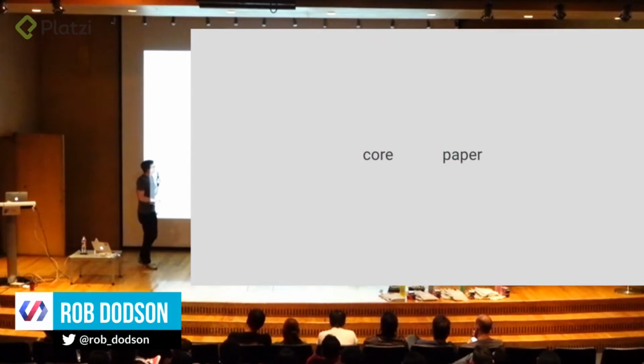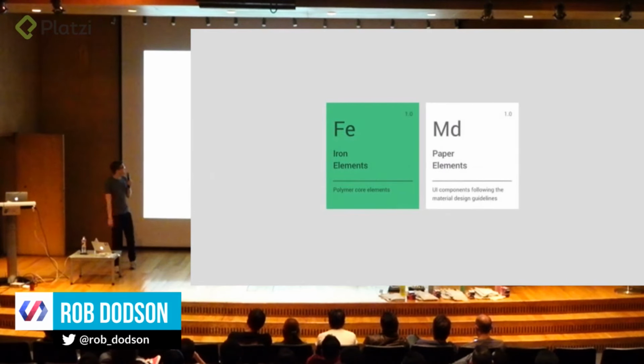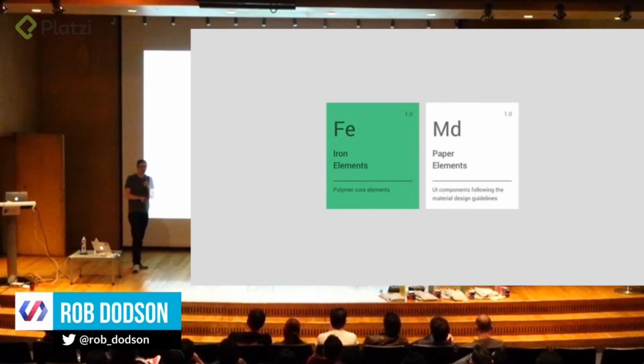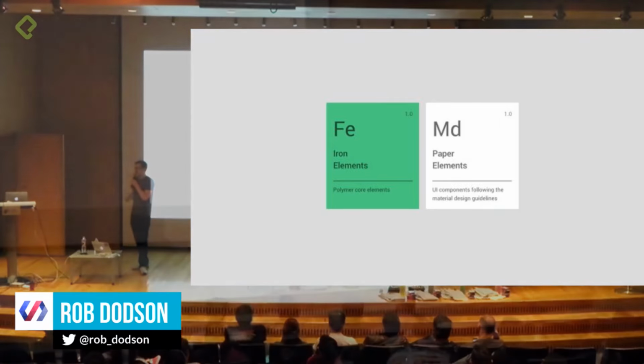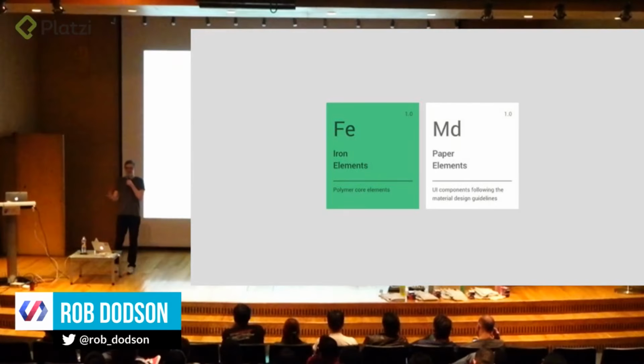Along with the Polymer library, we had two element sets that we created called core and paper elements. And we have actually updated these in Polymer 1.0. There's now an iron element set. This is for basic behaviors, stuff like collapsing and storing things in local storage, stuff that's not quite visual, but it's sort of like the building blocks for other elements. And then we have paper elements, and paper elements are the Polymer team's implementation of material design. So material design checkboxes, material design sliders, right? Other UI components that you can just drop into your application.